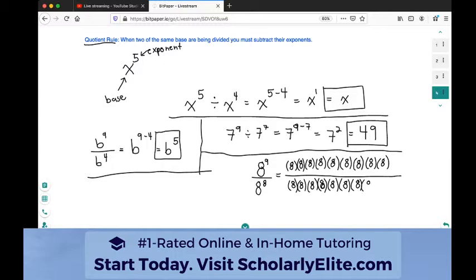So if you remember, any number divided by itself is the number 1.